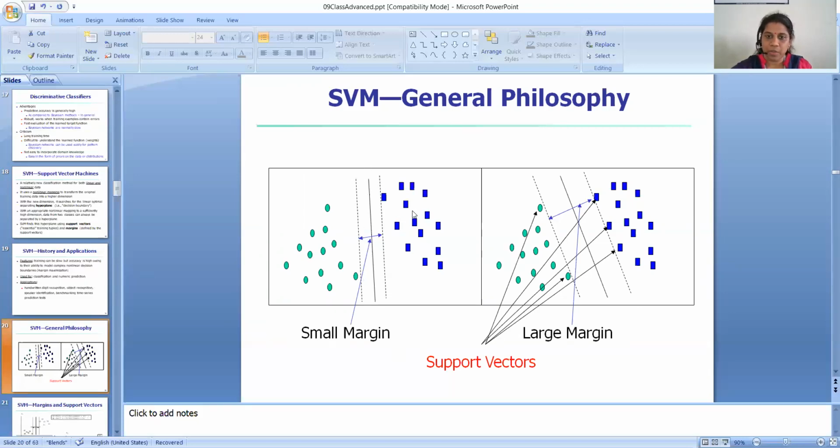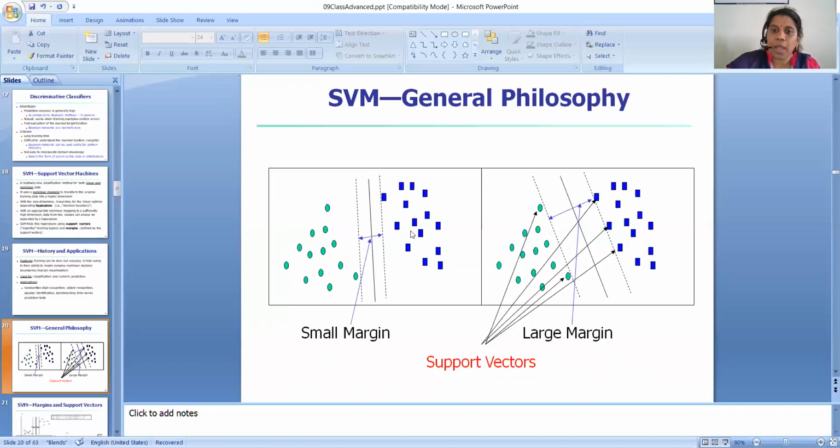We can draw many lines, not only one, that can separate these two classes. Whatever lines we draw that separate the two classes, we can call a hyperplane.